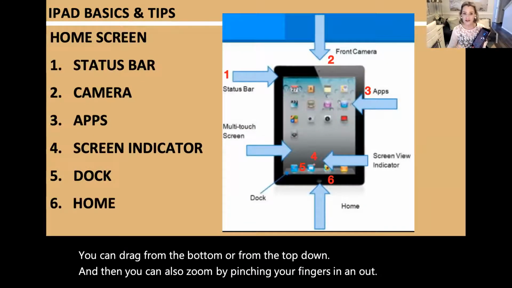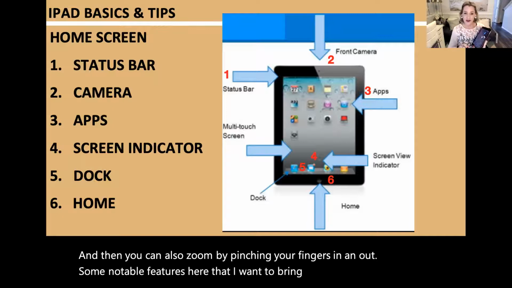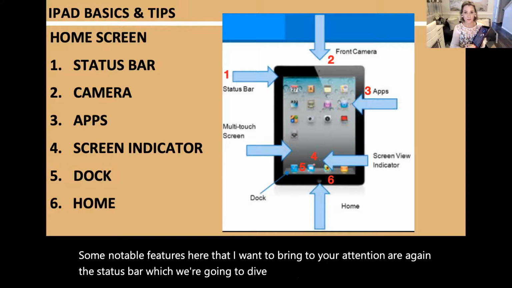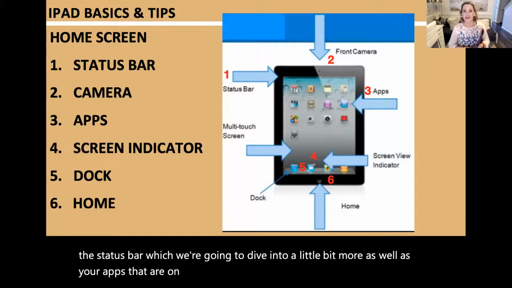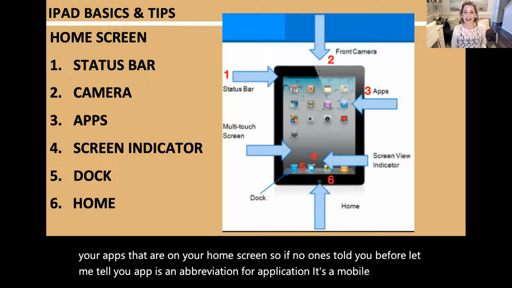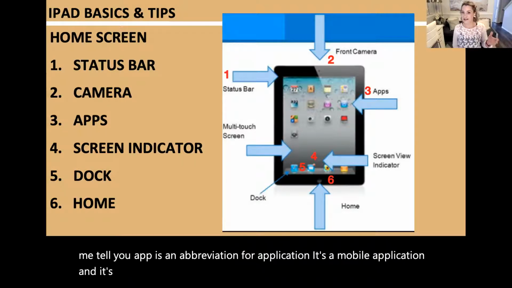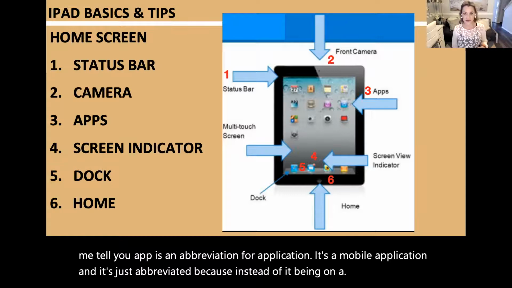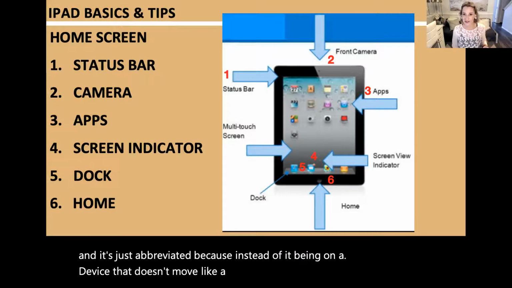Some notable features here that I want to bring to your attention are, again, the status bar, which we're going to dive into a little bit more, as well as your apps that are on your home screen. If no one's told you before, let me tell you, app is an abbreviation for application. It's a mobile application. And it's just abbreviated because instead of it being on a device that doesn't move like a computer, it's mobile. And so it's abbreviated to app.